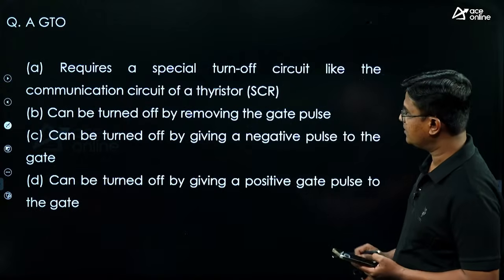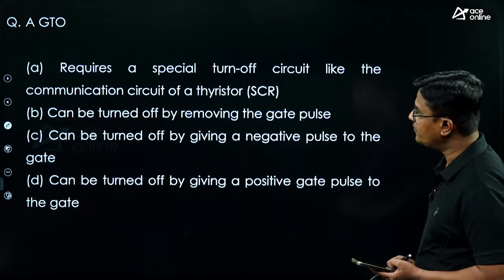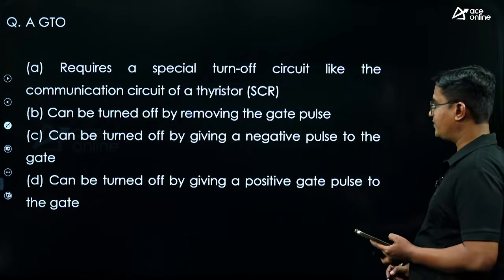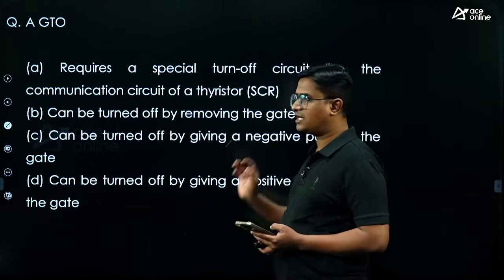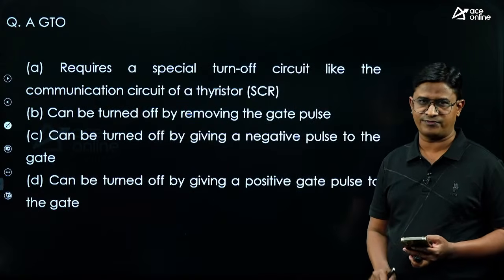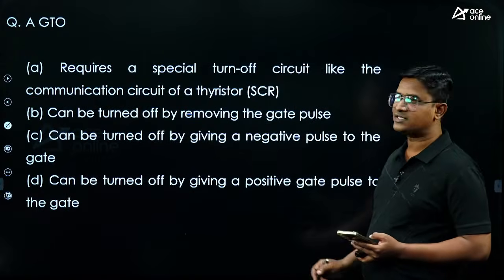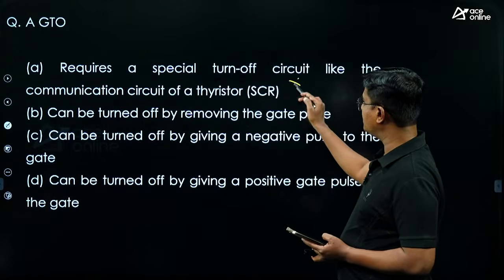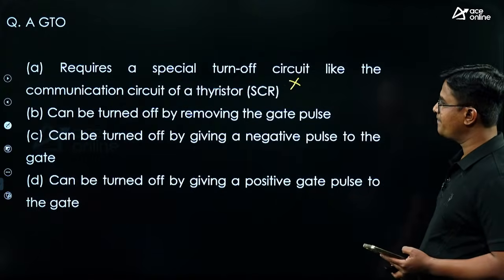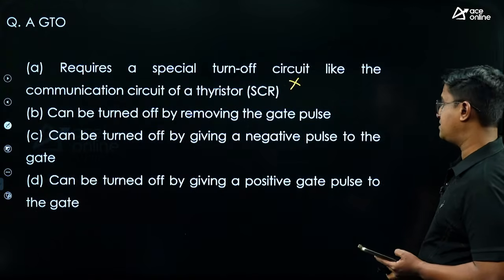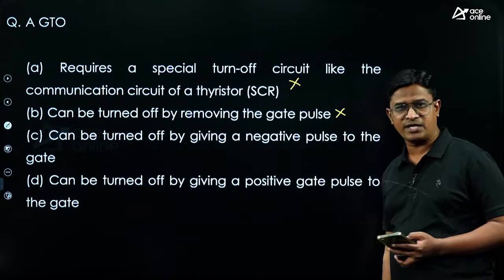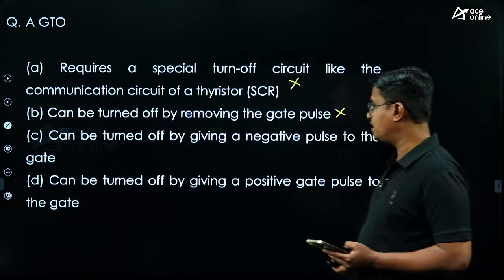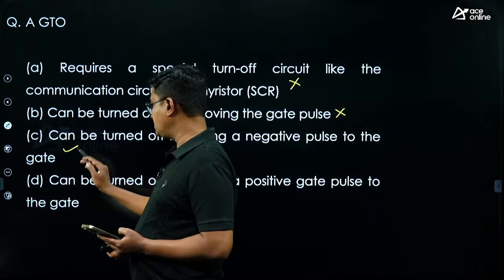So check these given statements. A GTO requires a special turn off circuit like the commutation circuit of a thyristor, that is an SCR. Definitely in SCR, commutation circuit is required to turn off. But in GTO, as I said, I can turn off the GTO by circulating the negative gate current. So statement 1 is not correct, right? Second, can be turned off by removing the gate pulse. No. To turn off GTO, we require the negative gate current, alright? Can be turned off by giving a negative pulse to the gate. Yes. So option C is the suitable option.